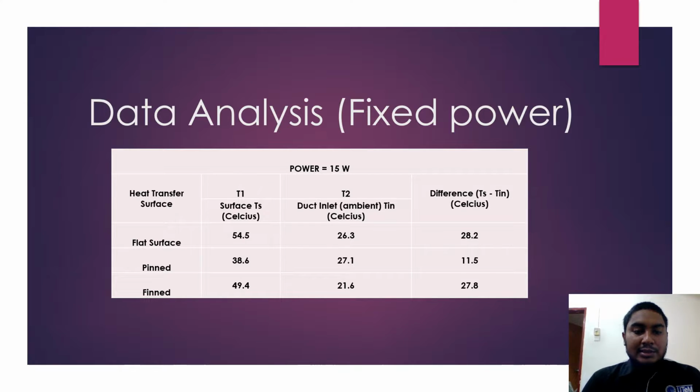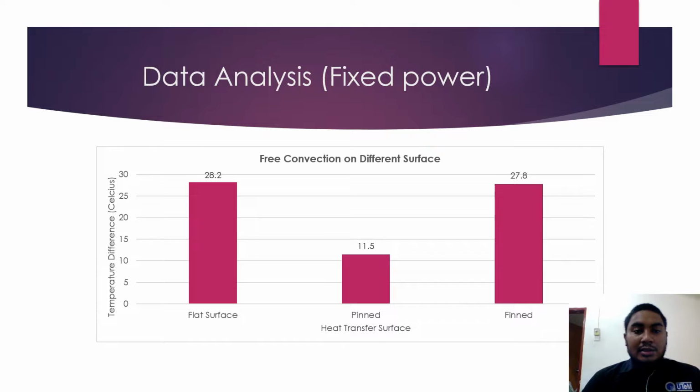So the T1 in Celsius for flat surface is 54.5, pin 38.6, and fin 49.4. T2 for flat surface is 26.3, for pin 27.1 and fin 21.6. In this experiment we will get the difference to compare the temperature based on T1 minus T2. So we will get for flat surface 28.2, pin 11.5 and fin 27.8. Based on the data analysis, we can compare to the graph that flat surface gets the higher temperature compared to the fin and pin.